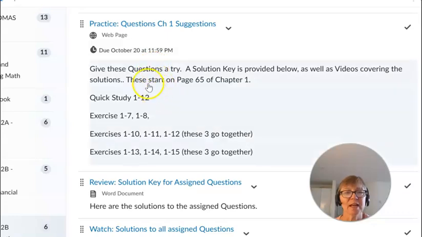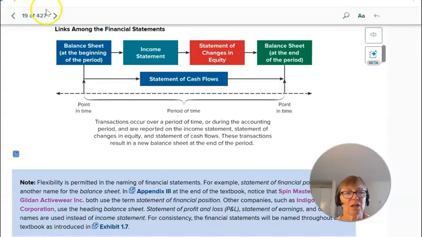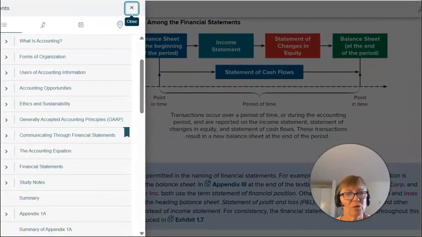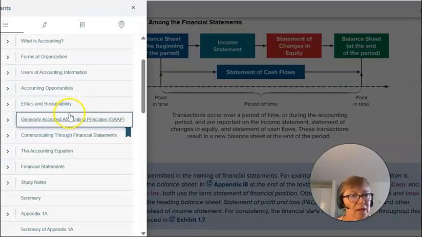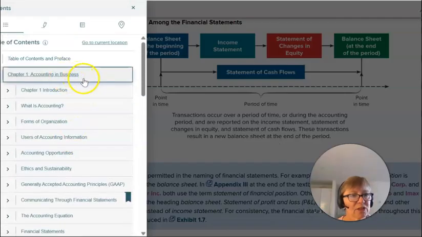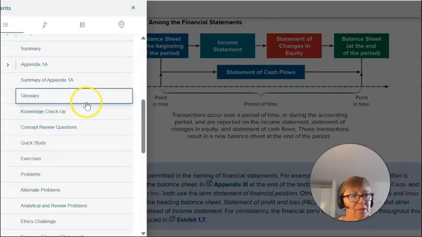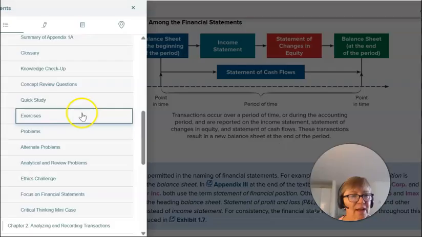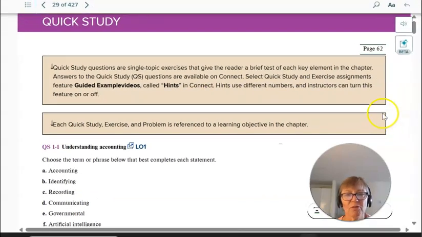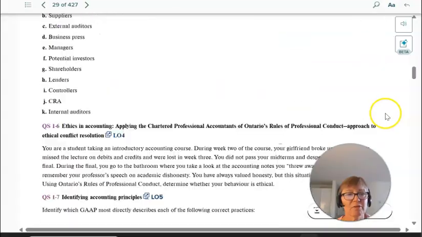So for the quick study, you go to your table of contents. I'm just going to move this over here for now. For your table of contents, you go down, I'm in chapter 1. I clicked on chapter 1, and then if you come down to the bottom, you'll see there's quick study, exercises, and problems. So the first one we're doing is a quick study. Move my screen back over, and we're doing quick study 12.